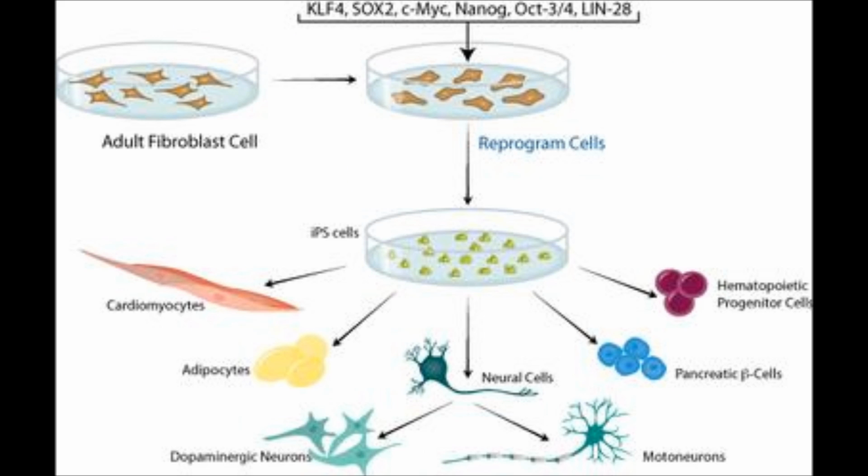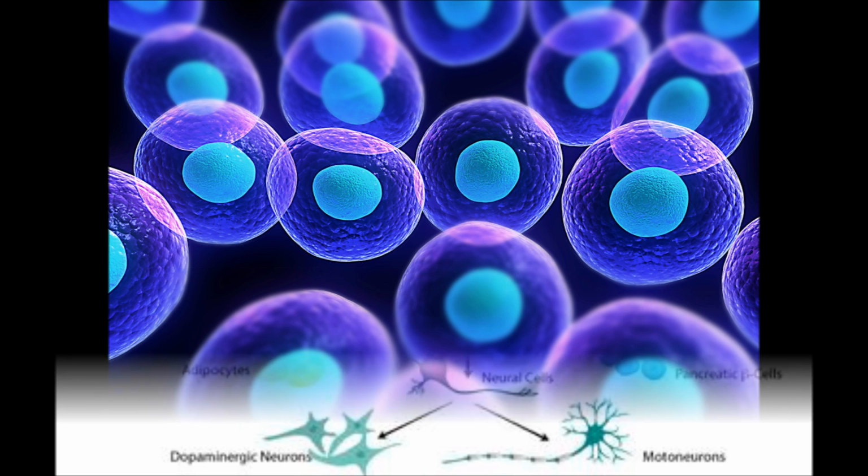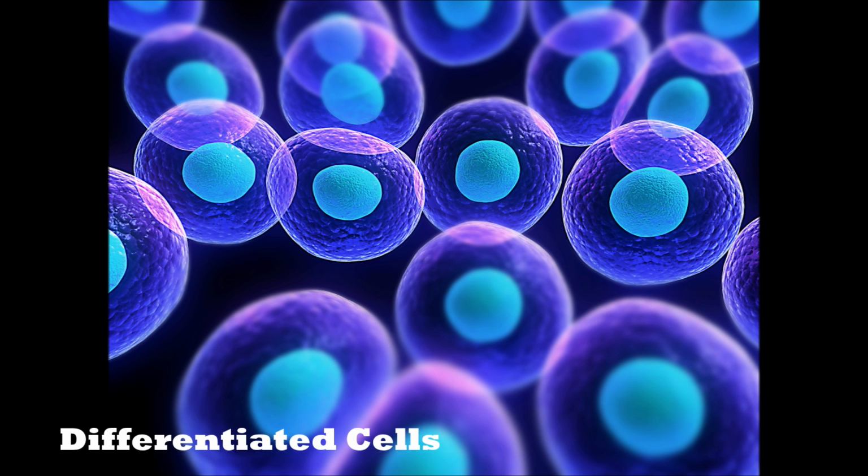Great potential lies in induced pluripotent stem cells, which are cells that have been taken from differentiated cells and transformed into stem cells. Differentiated cells are already specialized and will not turn into another type of cell. Differentiated cells may also be used in tissue engineering.